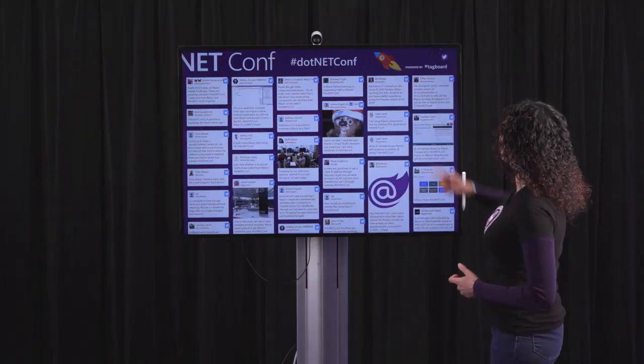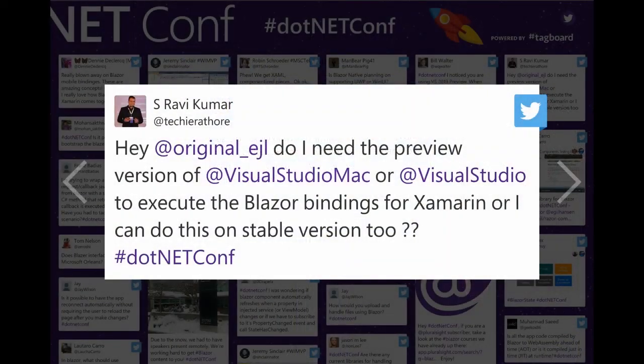Cool. Here's one directly to you. Do I need the preview version of Visual Studio for Mac or Visual Studio to execute the Blazor bindings for Xamarin, or can I do this on a stable version too? Yeah, it should work on the released versions. I happen to be running Visual Studio 2019, I forget which update, but I am running the public preview of that. You don't need the public preview though. You can run the stable RTM release and that should work just fine. That should be true for Visual Studio and Visual Studio for Mac.